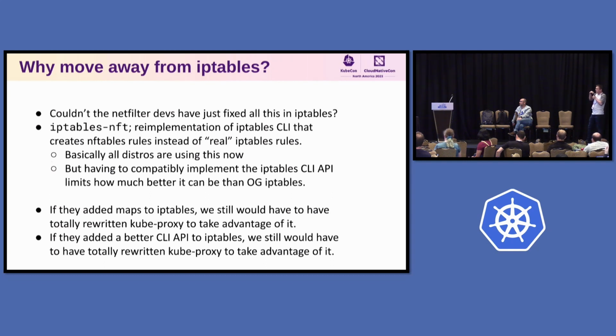And some people are like, well, why did they have to invent nftables? Why couldn't they just make iptables better? Well, if they had made iptables better, we would still have to rewrite kube-proxy because we would have to use completely different APIs anyway. So starting new, it was just easier to fix things that way.